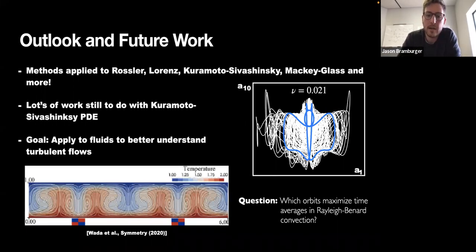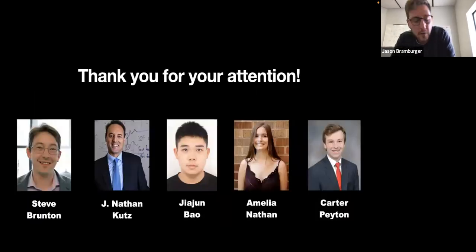And so if you have a way of systematically pulling out these unstable periodic orbits, you have a way of systematically checking whether or not they're maximizing heat transport. And if they are, you could potentially implement a control algorithm to entrain the dynamics into these maximally heat transporting orbits.